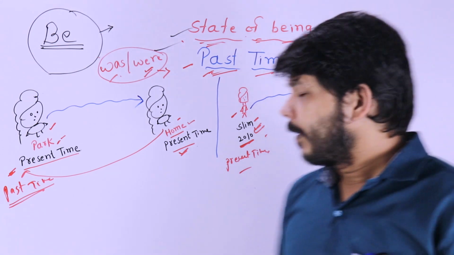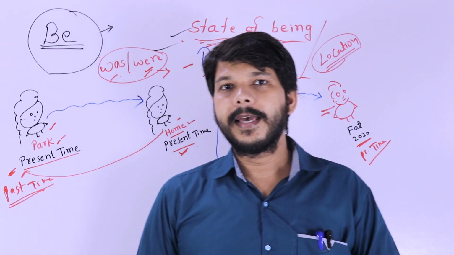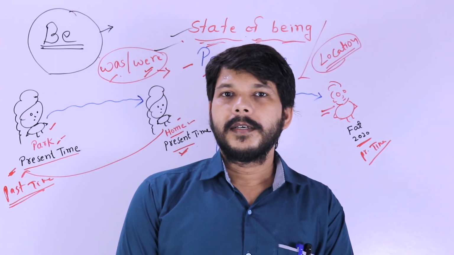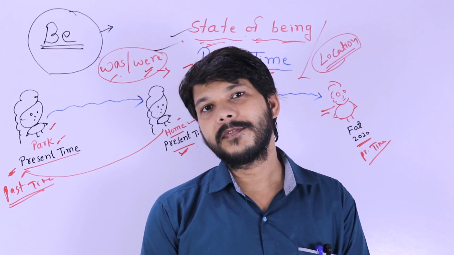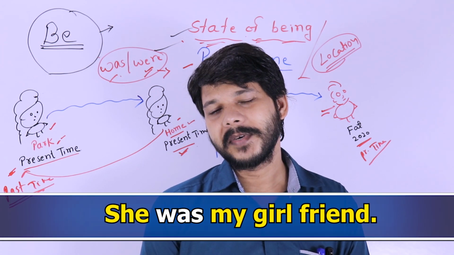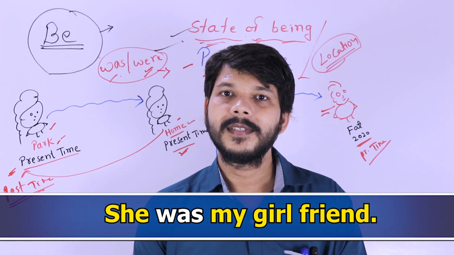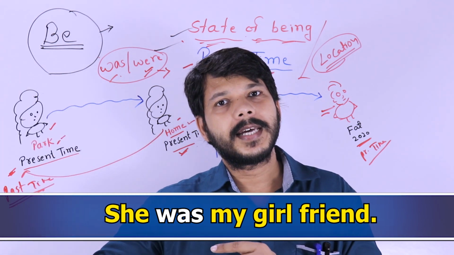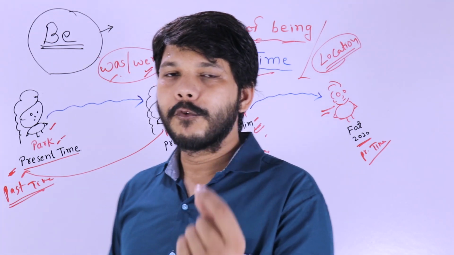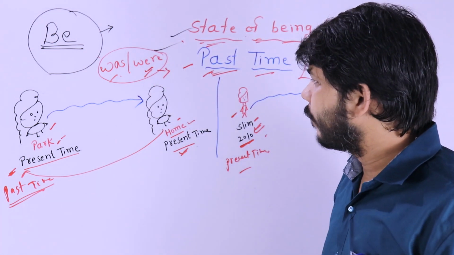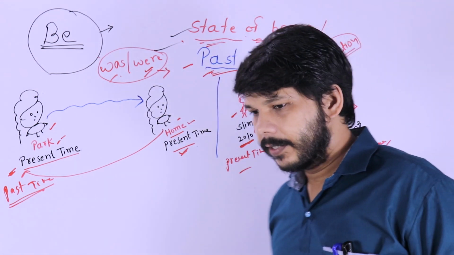If you have to say that today you see a girl, okay? There is a girl and you say that I don't have any relation with this girl. But in 2005, she was my girlfriend. She was my girlfriend. So, if you talk about past time, location, condition, position, you have to speak using was and were. So, I am going to write here when to use was and when to use were, guys. If you want, you can take a screenshot of it.